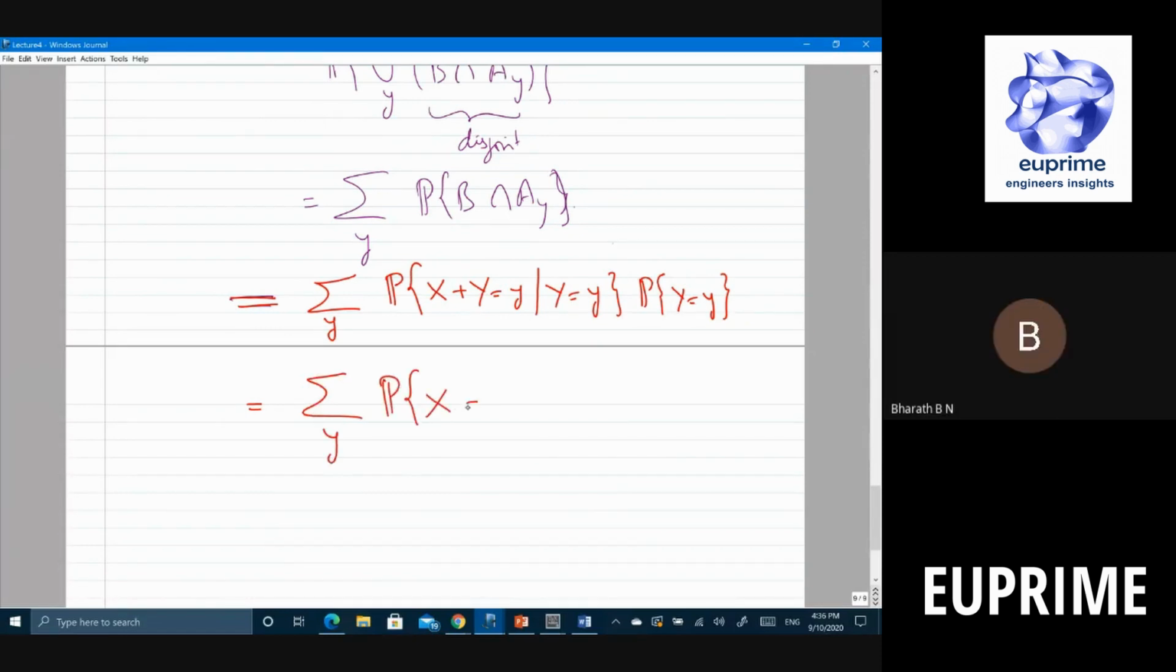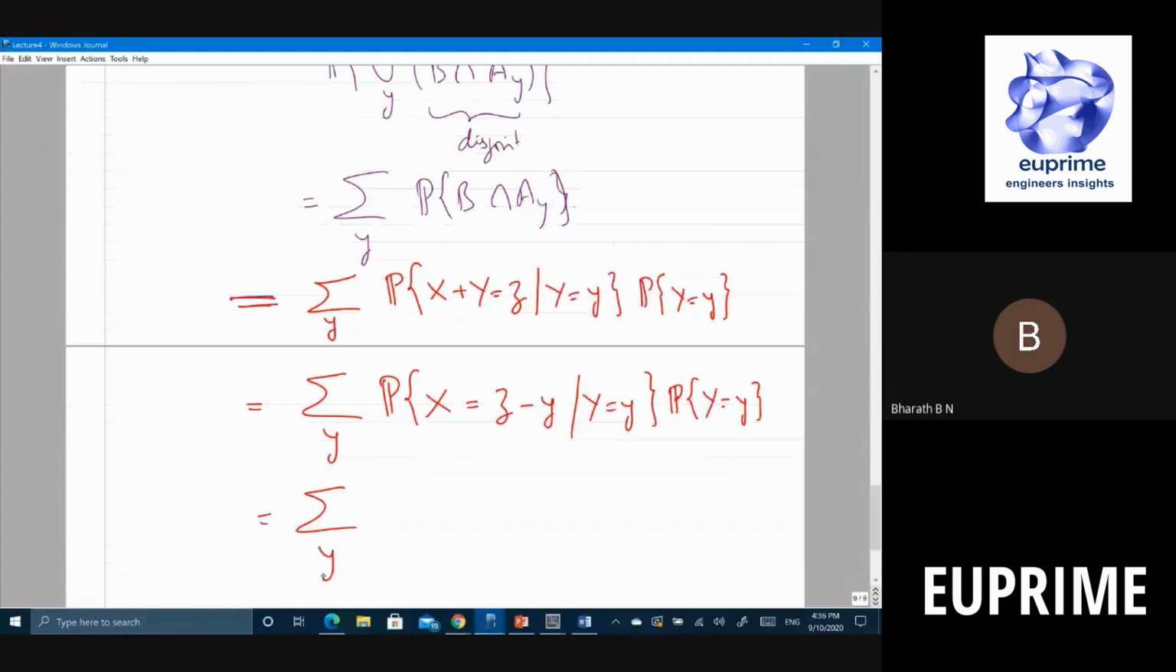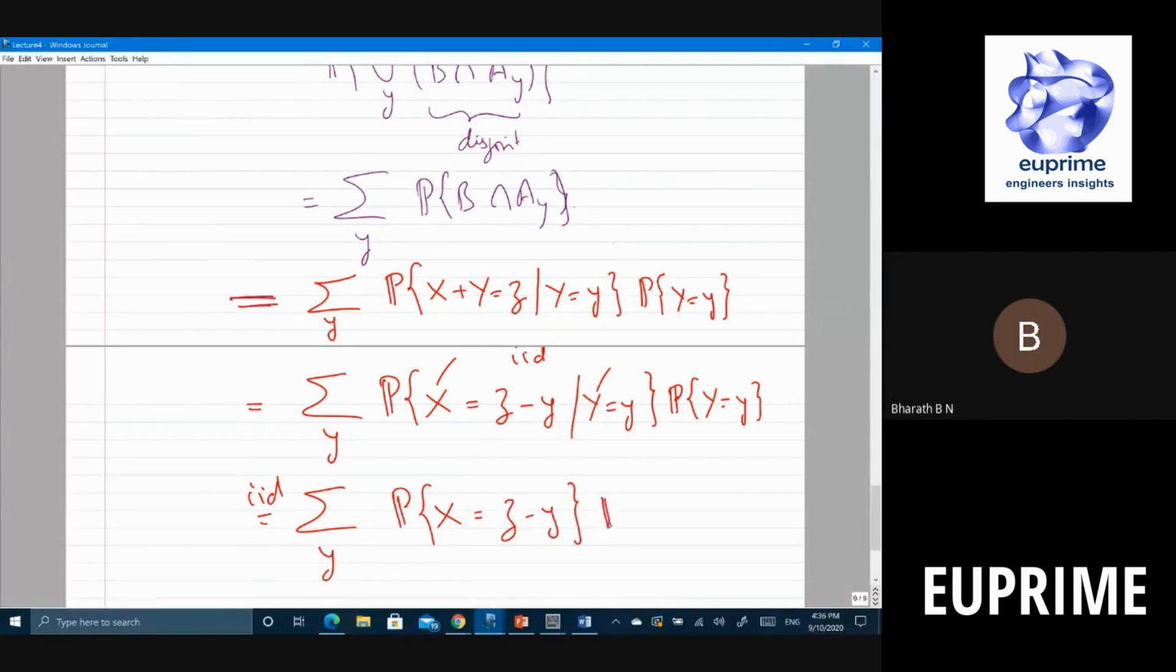So this will be the probability of X equal to, what did I do? This is z, right? I can write this as z minus y given Y equal to y, because given Y equal to y, I can substitute small y for capital Y. What is this? See, Y and X are independent, right? IID. Because of IID, I can write that A given B, when A and B are independent, is equal to A itself.